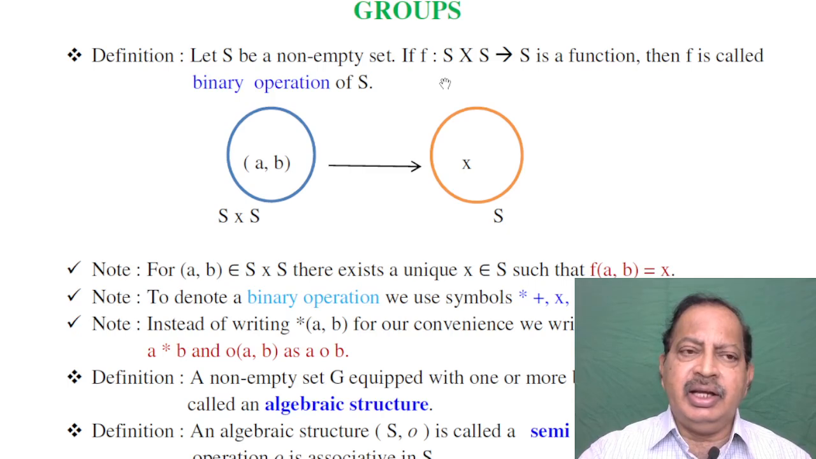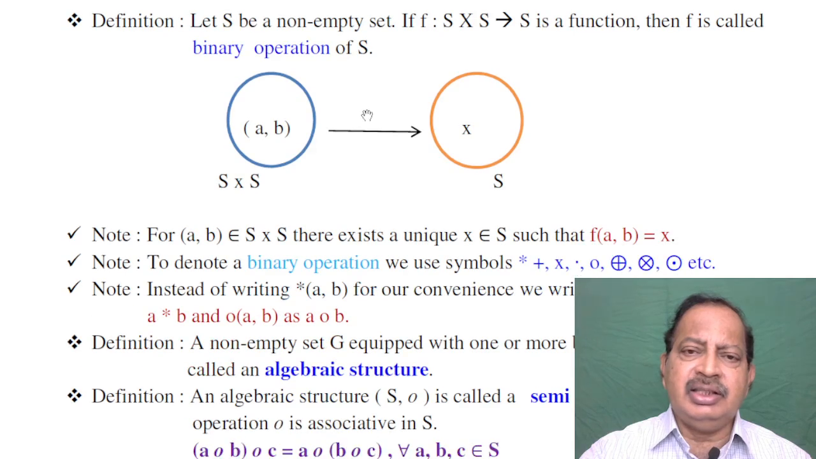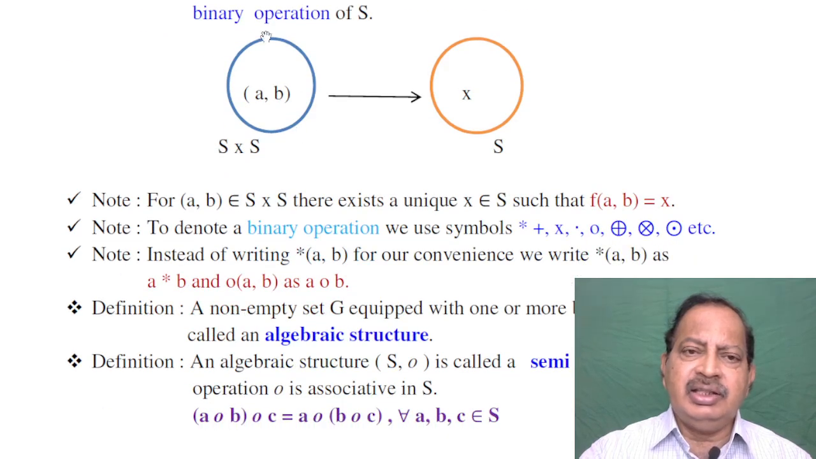So we are taking S cross S. This is called the Cartesian product, and we are defining a function from S cross S to S, and this function is called a binary operation. I have explained this in a picture way. Here this is the set S cross S, and this is the set S.